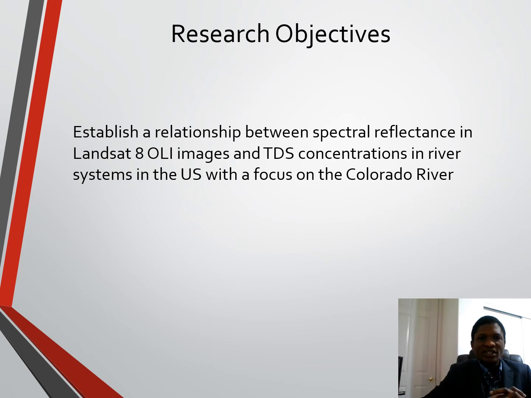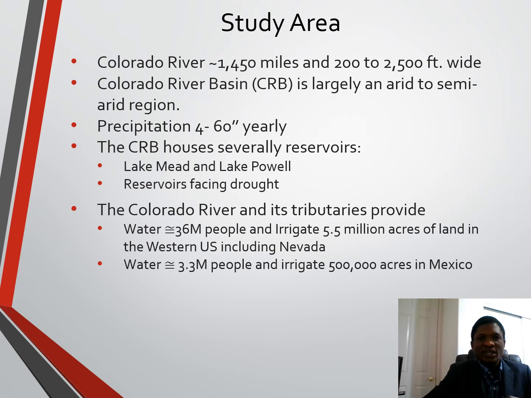The research focused on establishing a relationship between spectral reflectance on Landsat 8 OLI images and TDS concentration in a river system in the US, here with more focus on the Colorado River. The Colorado River has a length of about 1450 miles and a width of 200 to 2500 feet. The river basin is largely an arid to semi-arid region with a precipitation of 4 to 60 inches yearly. The Colorado River Basin houses several reservoirs including Lake Mead and Lake Powell, which are facing drought.